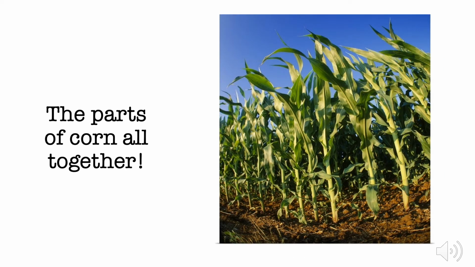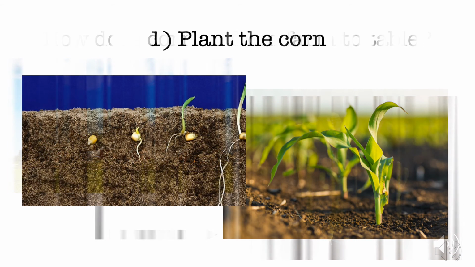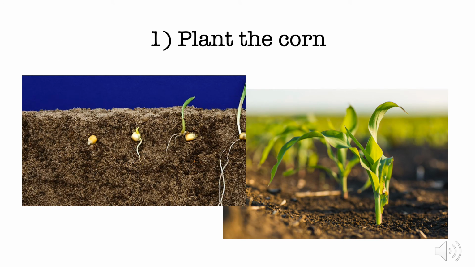Now that we know all the different parts of corn, here's what it would look like when it's growing on a farm. Let's learn how our corn goes from the farms to our table. The first step in corn going from the farm to our table is it needs to be planted. The way we plant corn is to plant corn kernels into the soil.